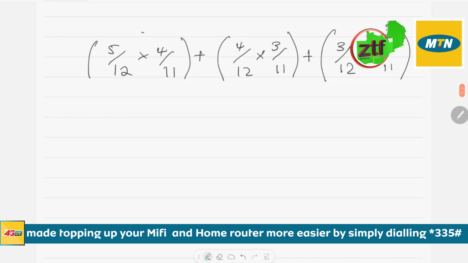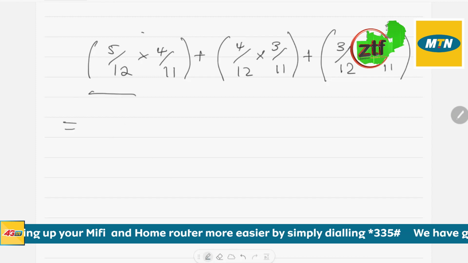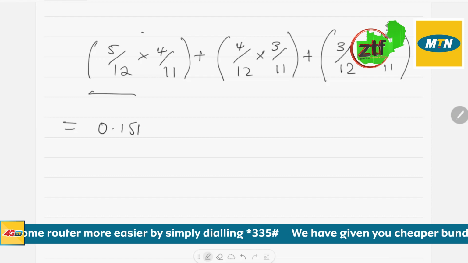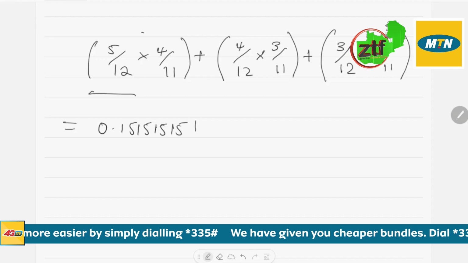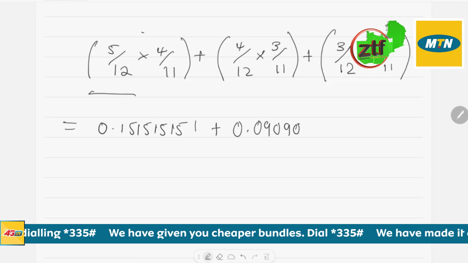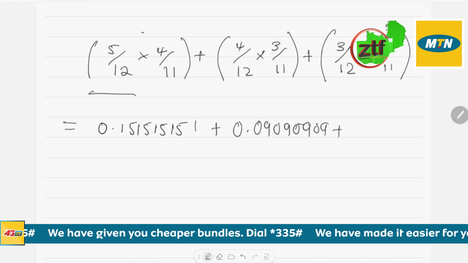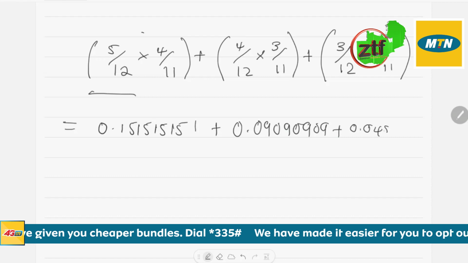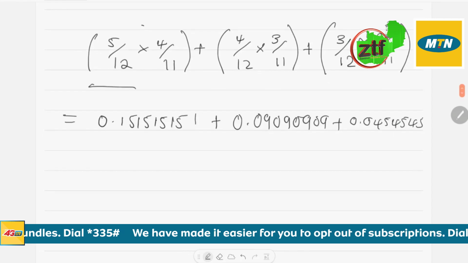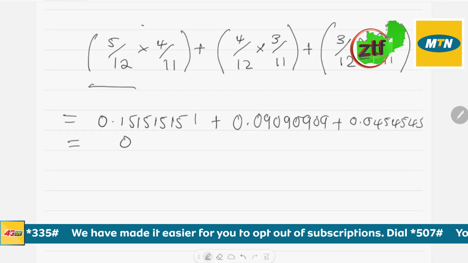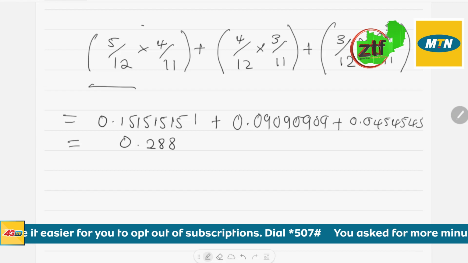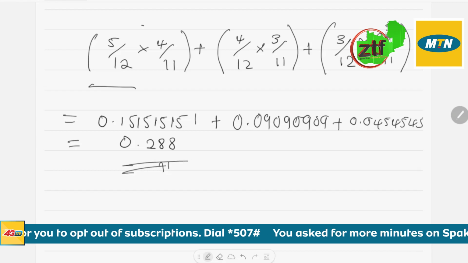So when you simplify the first part, when you multiply 5 over 12 times 4 over 11, we will get 0.15151515. It will give us this number. Then plus 0.09090909 plus 0.04545. Okay, so we'll get those numbers, and when you add these numbers, we'll simply get 0.28. Of course, I've rounded off this solution, so the solution is rounded off.